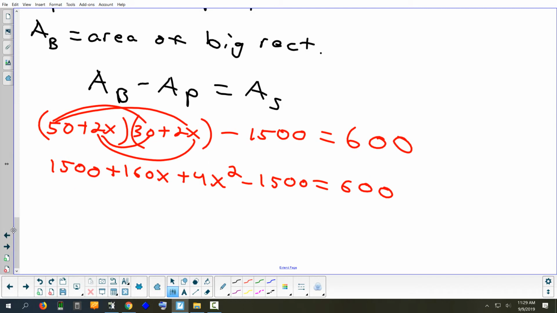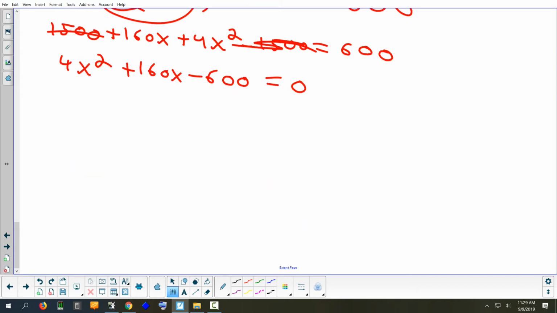So would that cancel out the two 1,500s? Yep, that's gone. Now let's put this in standard form. When you solve a quadratic, it's usually equal to what number? 0. So let's do that. 4x squared plus 160x minus 600. Now, these all have something you could factor out or divide through by if you want to make the numbers smaller. What could you divide everything by? 4. Yep.